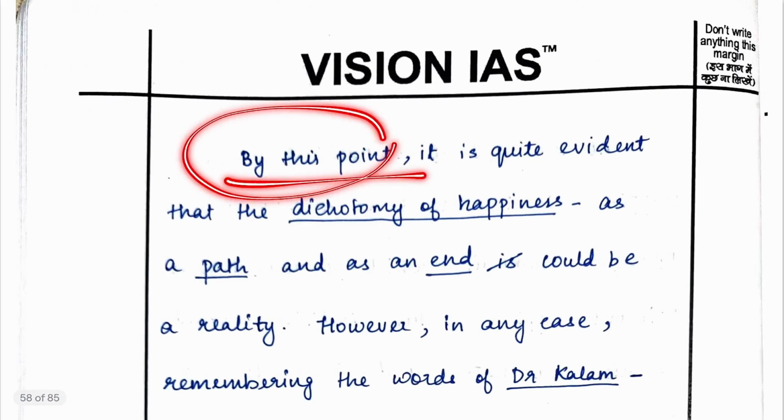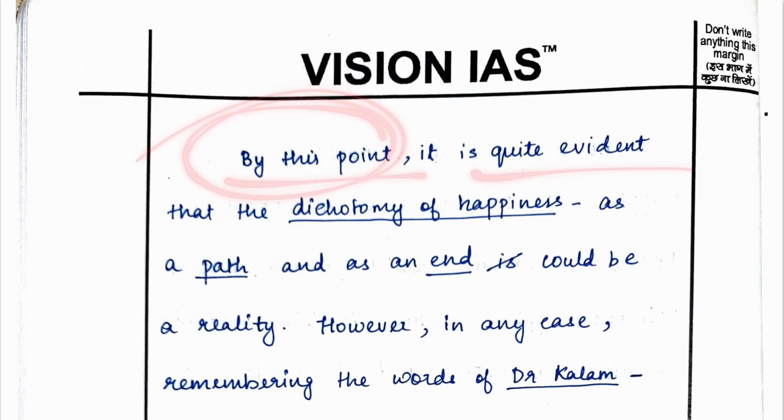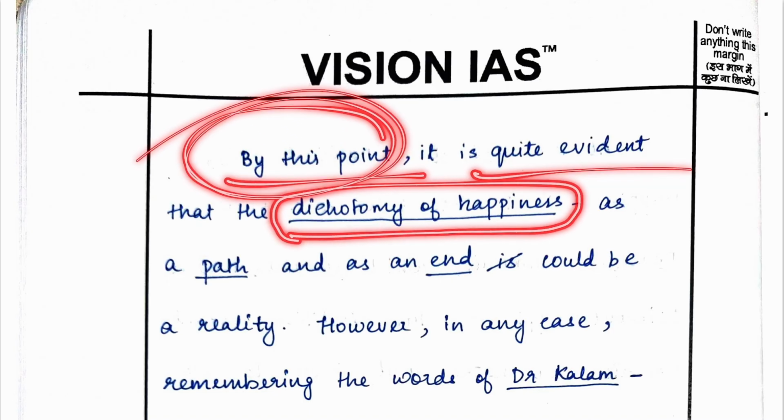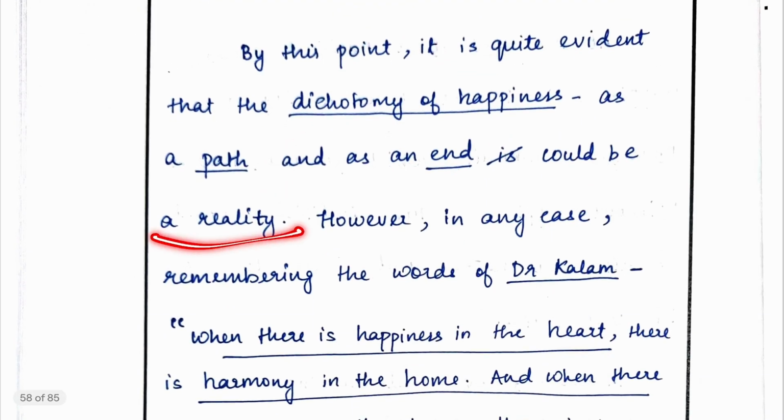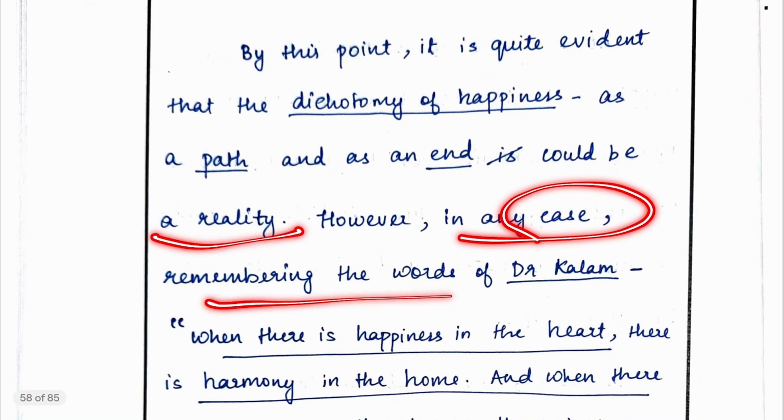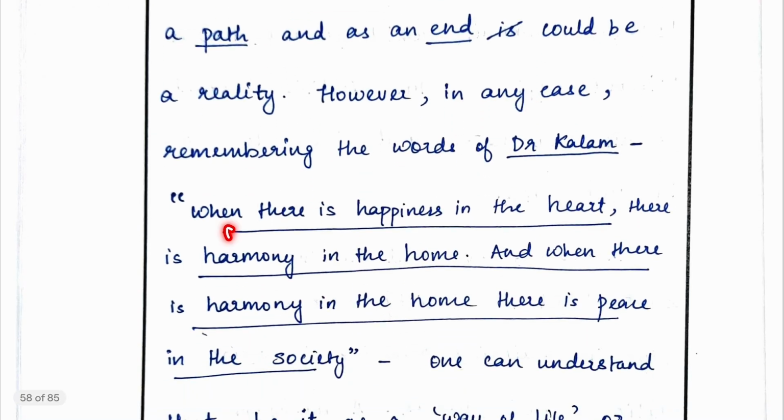By this point, see another connector. It is quite evident that dichotomy of happiness, meaning dual nature, as the path and as an end could be a reality. However, in any case, remembering the words of Dr. Kalam, when there is happiness in the heart, there is harmony in the home, and when there is harmony in the home, there is peace in the society.